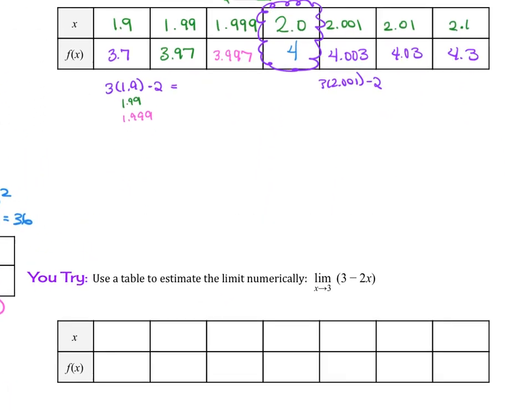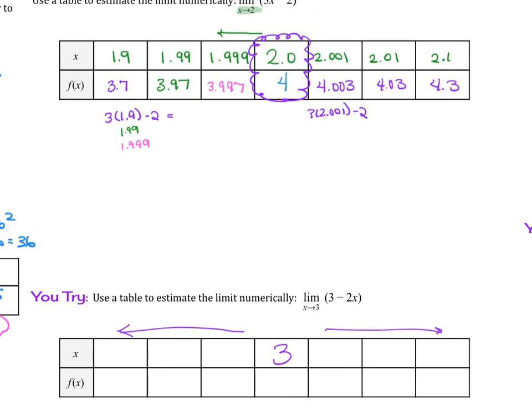We are trying to estimate the limit as x approaches 3 of 3 minus 2x. And so 3 is the number that's going to go in the center. So that's what tells you what it is approaching. Then pick some numbers to the left and to the right, kind of using the top example here to help you out with what numbers you can choose. So pause the video and try it out.